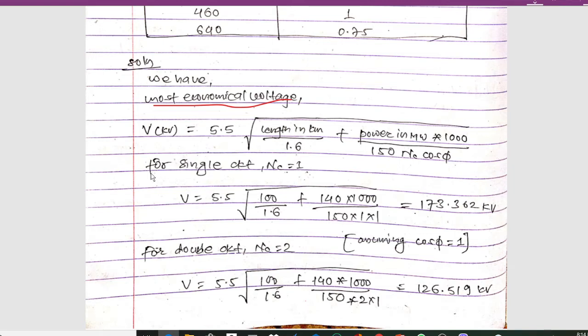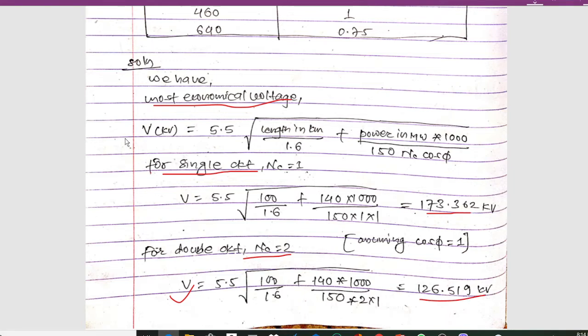So first I have calculated the value for single circuit, that is NC equals 1. So V equals 5.5 times the root of length in kilometer, 100 upon 1.6, plus power in megawatt, 140 into 1000 upon 150 into NC, which is 1. Again cos phi we have assumed as 1. So you will get here 173.362 kilovolt. And for double circuit NC equals 2, we have calculated the most economical voltage V as 126.519 kilovolt.